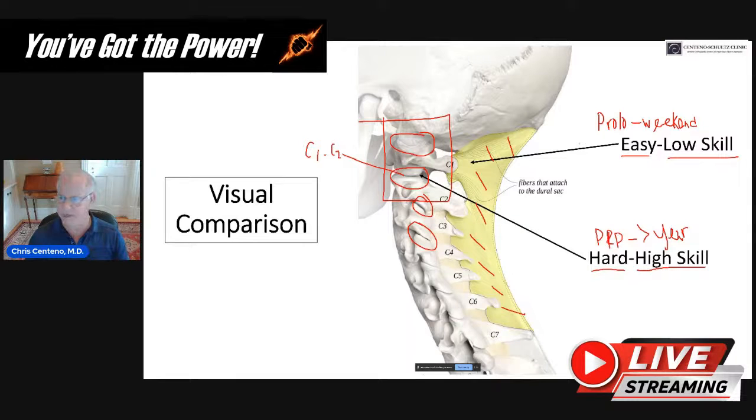And this is not 100% of the time, like I said before. It's about 90% certain that if you're offering prolotherapy and that's what you're calling it, that you do this easy, low skill approach. And about 70% of the time, if you're offering PRP in the neck, you're doing this harder, high skill approach. With only a handful of providers around the US really able to safely inject these upper cervical joints as we've talked about, C0, C1, and C1, C2.